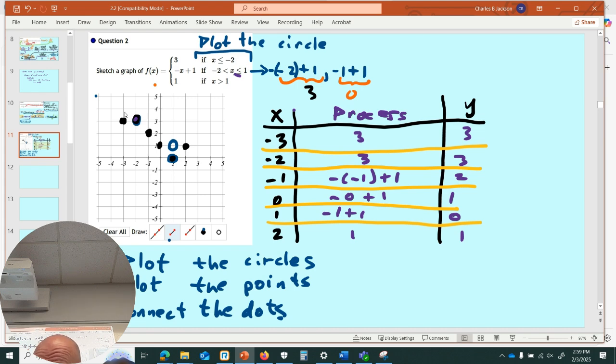Well, we're going to use that now to connect the dots. Connect. And then jump up here, because that's going to be part of it, even though the point 1, 1 is not on the graph, and connect the dots. So there's our graph. The circles, plot the points, connect the dots.